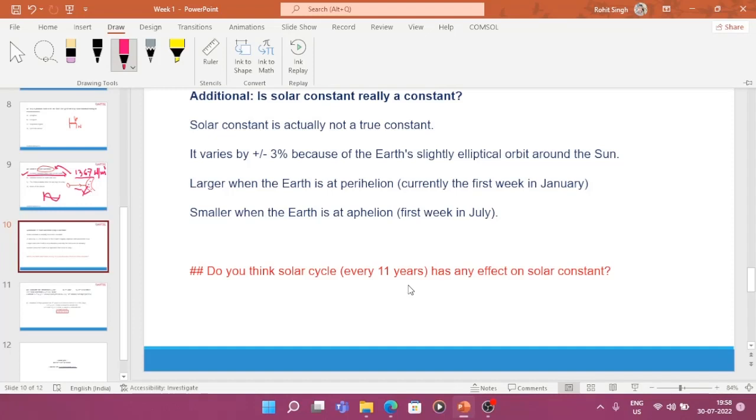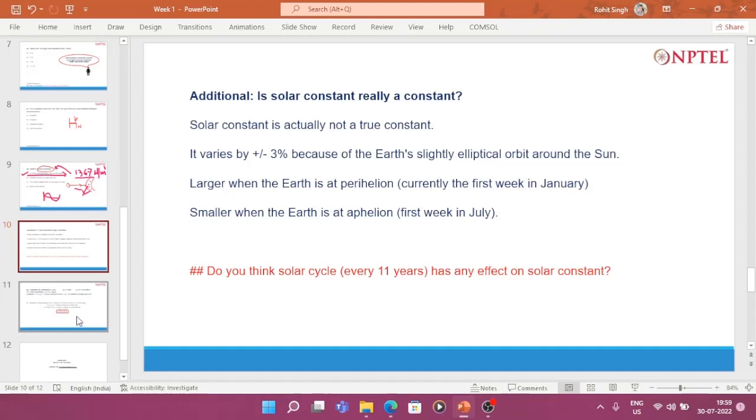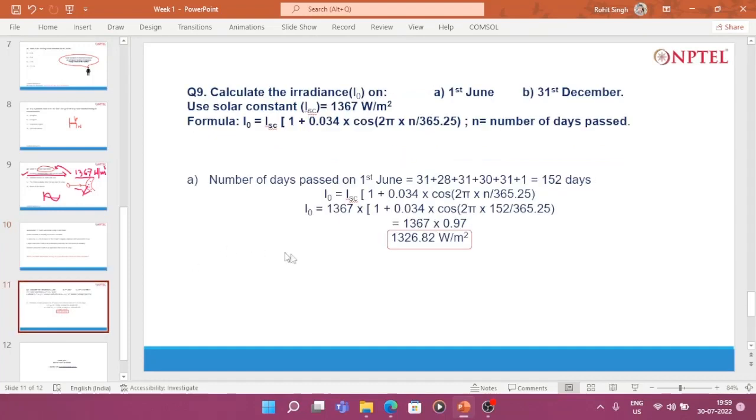That is data I have taken from literature, and I put this into the slide so that you also know: if anyone asks whether the solar cycle affects the solar constant, you can say yes, it affects it very slightly. That can be negligible also. So we will solve a numerical based on this solar irradiance, the solar constant which we studied.